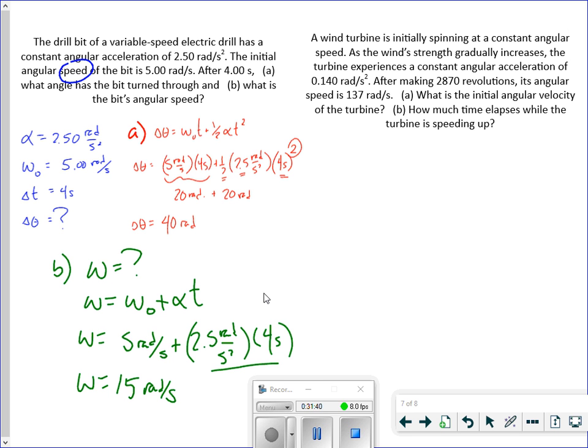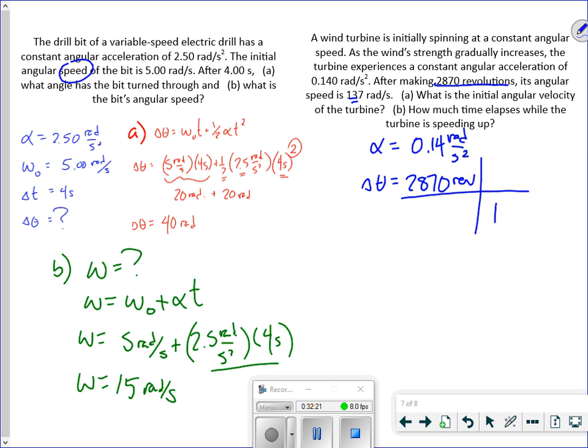Okay? All right. Wind turbine spinning at a constant angular speed. Initially spinning, and then the wind strength increases and the turbine experiences a constant angular acceleration. After, holy cow, 2,870 revolutions, angular speed is now something new. What was the initial angular velocity? Well, let's see. Here's what we have. We have an acceleration of 0.14 radians per second squared. We have a delta theta of 2,870 revolutions. Right off the bat, I'm turning revolutions into radians by saying that every revolution contains 2 pi radians. And we have an omega final, 137 radians per second. And in part A, we want the initial angular velocity.